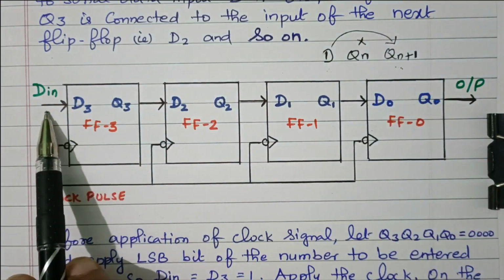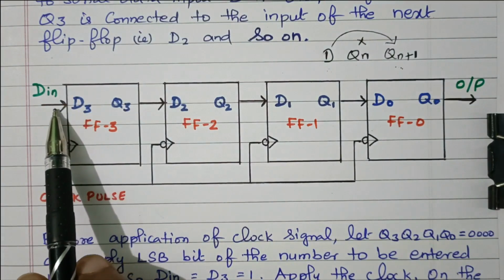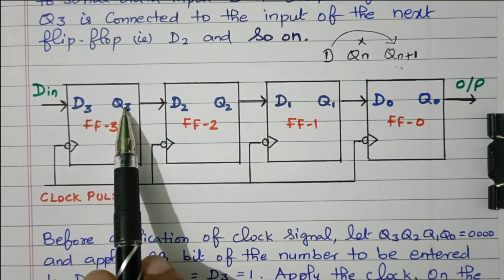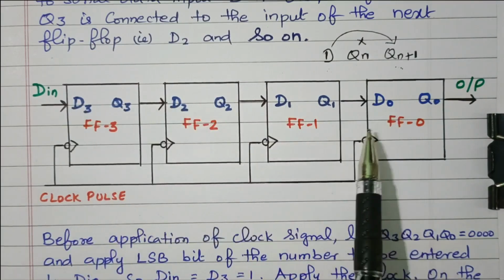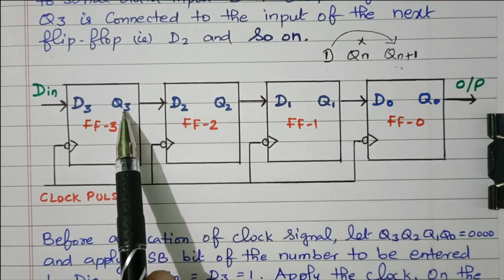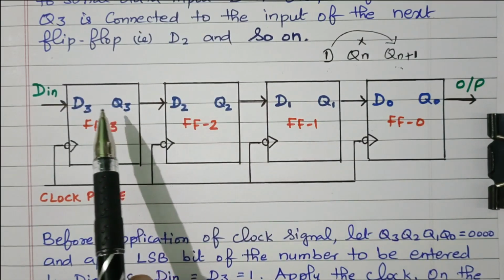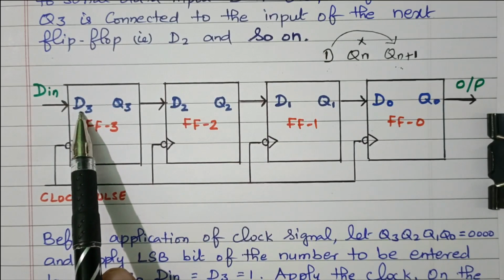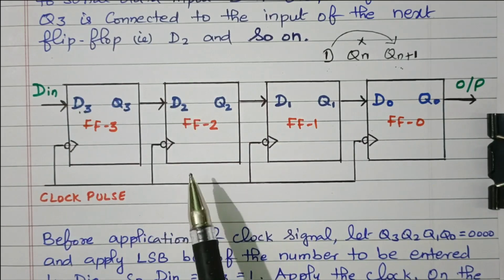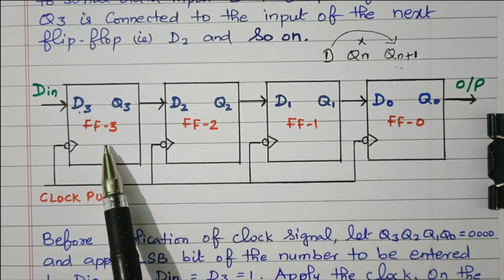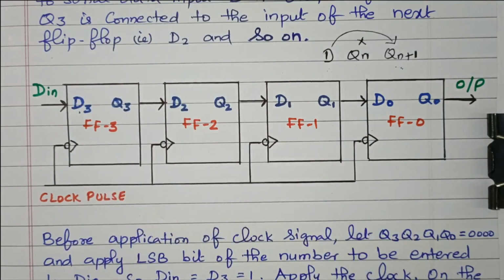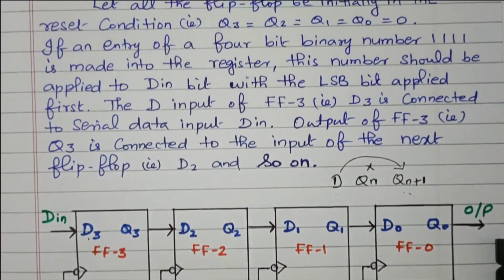So whatever data we are sending, if D3 is 1, Q3 is also 1. If D3 is 0, Q3 is also 0. So we are easily passing the data. The next state value purely depends upon the D input. It will not bother about the previous state. That is the nature of the D flip-flop. So we have flip-flop 0, 1, 2 and 3, totally 4 flip-flops. Now we'll see the description.